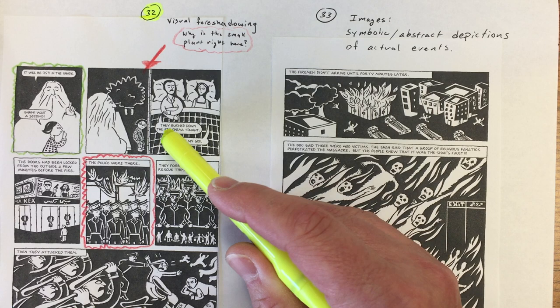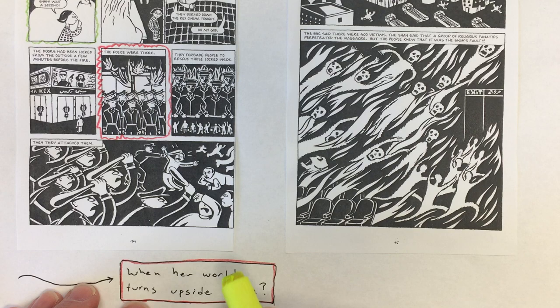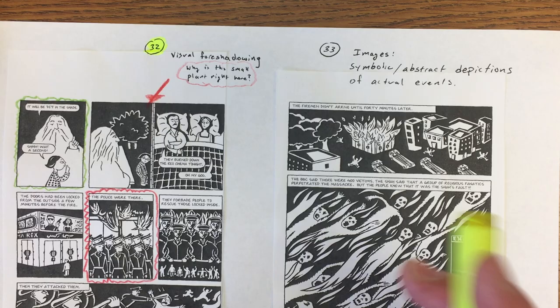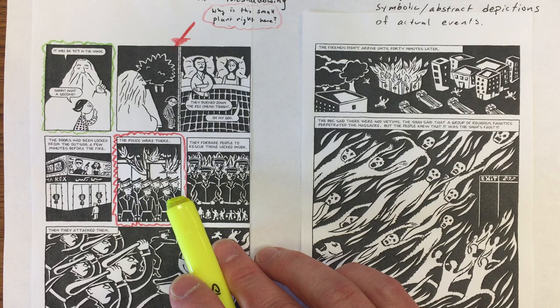And then here's reality. So we have this girl with this vivid imagination, and she's troubled with, should I become a prophet? Can I become a prophet? Well, what happens when her world turns completely upside down? And so here we have images that are very, very powerful, but they're like symbolic or abstract depictions of actual events. So center position, very powerful, abstract layers.